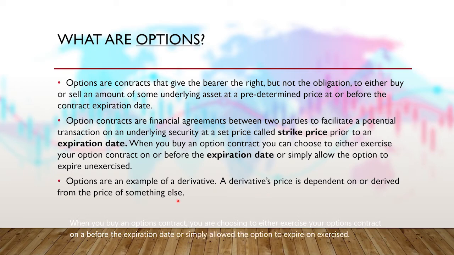Options are an example of a derivative. So a derivative's price is determined or derived from the price of something else. Wine is a derivative of grapes. The price of wine has factored in the cost of the grapes. Fruit juice is a derivative of the underlying fruit. Now, finally, options contracts are derivatives of stocks. What you're doing is you're trading the value of stocks without actually owning the stocks. You're trading a contract, which is called an options contract.